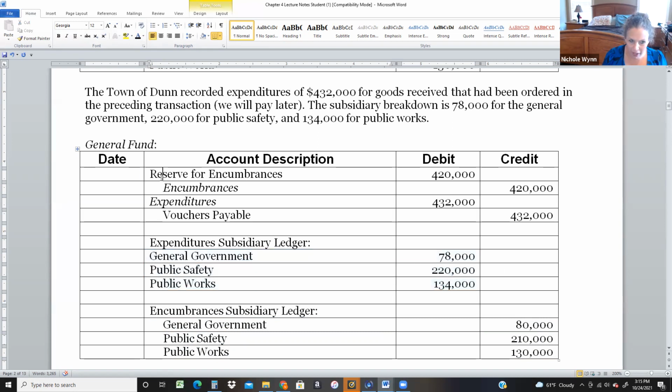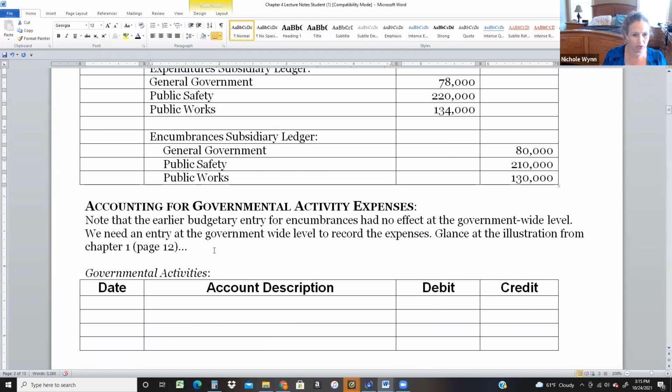So remember that every time we expend, we have to encumber first. And then when you actually spend the money, you reverse the encumbrance and then record the expenditure. All right, so now let's go through a bunch of different governmental entries.